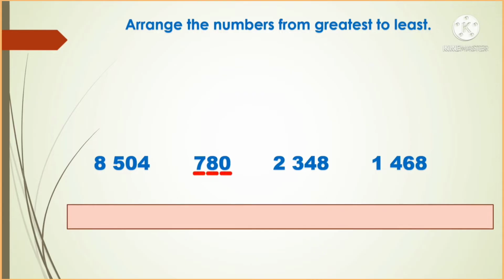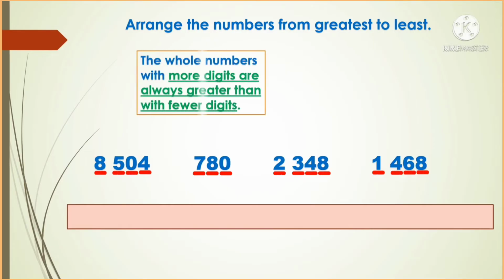At ang iba pang bilang ay mayroong 4 na digits. Tandaan na ang bilang na may maraming digits ay mas malaki kaysa sa kauntiang digits. Kaya, ang 780 ay ang pinakamaliit na halaga. So, kailangan lamang natin tumutok sa bilang na may 4 na digits. So, ito ay 8,504, 2,348, and 1,468.